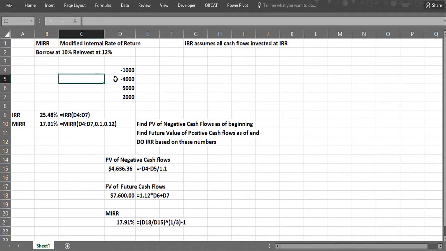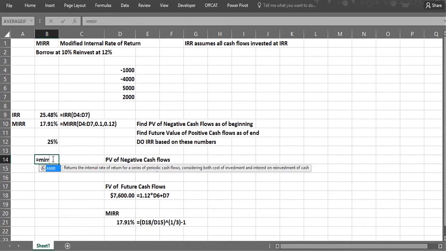Now, where the MIRR and the IRR may differ is if you can borrow at one rate to finance your payments of 1,000 and 4,000 and reinvest what you get at a different rate. So suppose you can borrow at 10% and reinvest at 12%. If you just do an IRR here, you get 25% for this investment. There is your formula. Now if you do a modified internal rate of return, we'll show you basically how Excel gets this answer in a minute.